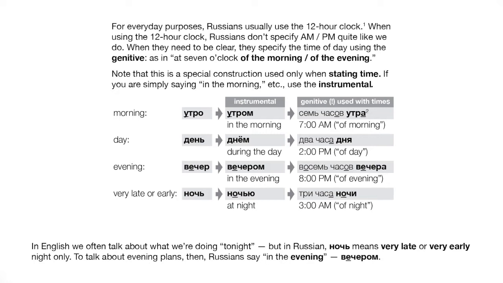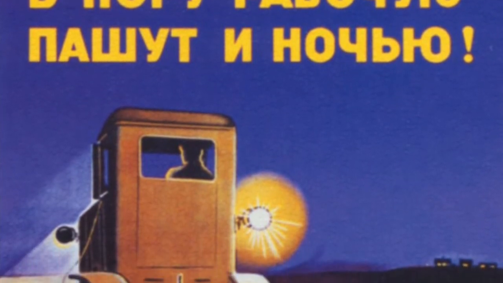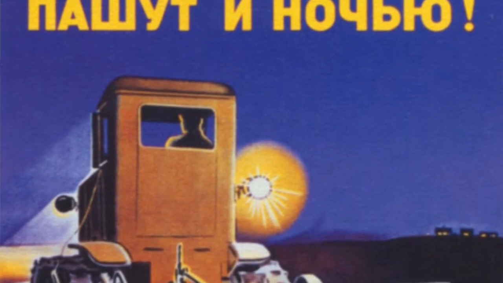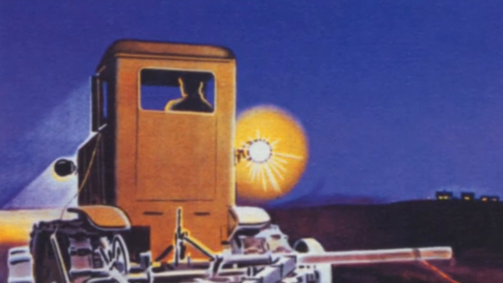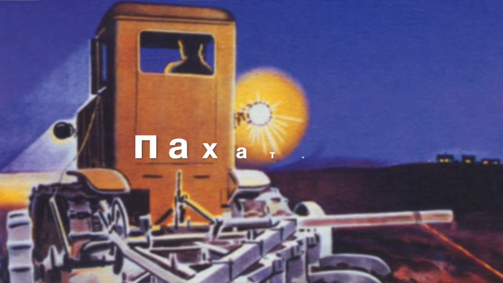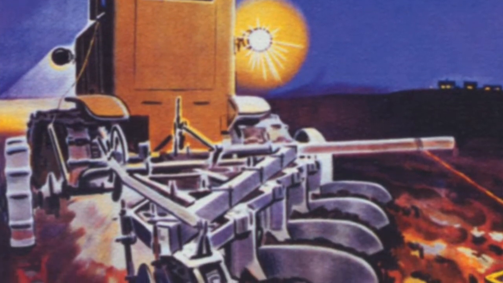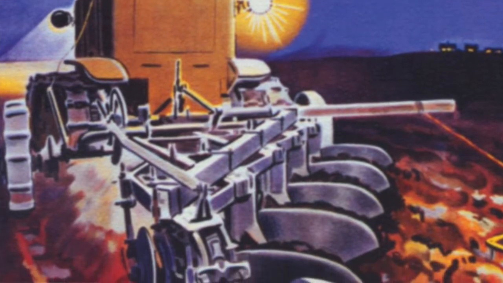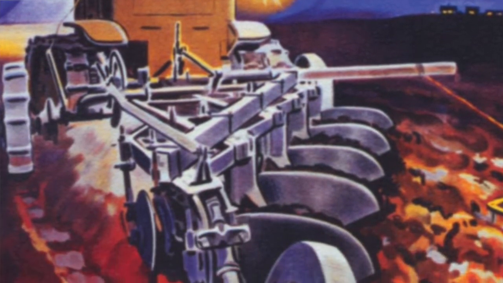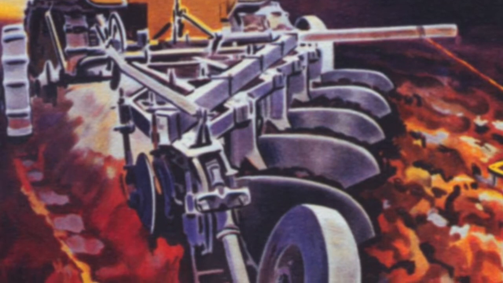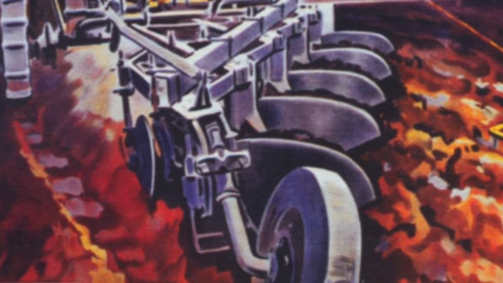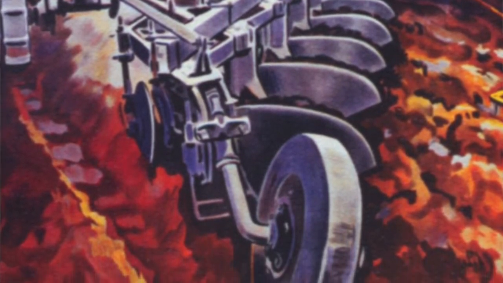Let's look at a poster quickly. В пору рабочую пашут и ночью. So during working season, when it's time to work, they literally plow even at night. Right, пахать means literally to plow. Sometimes Russians will use that as a kind of slang for just working in general. I've heard that used, пахать. So here this guy's literally plowing, but I guess it could be understood more broadly, right? We work even at night, ночью, и ночью.